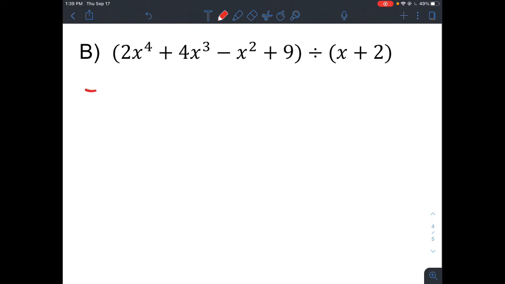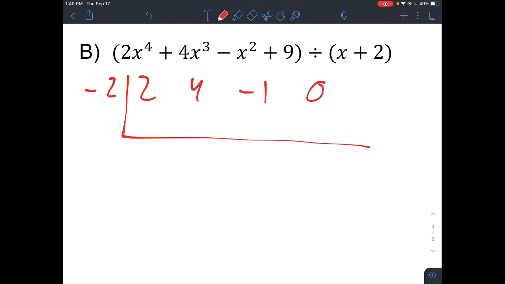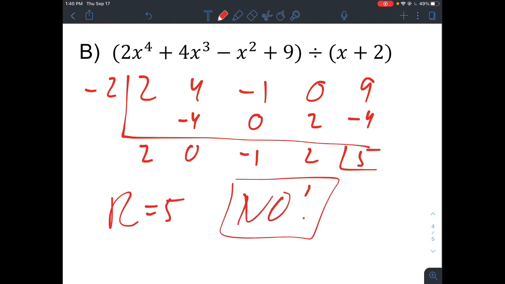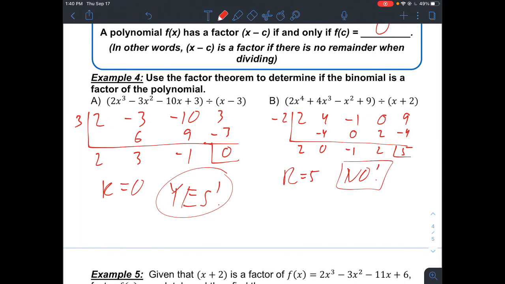Okay, and then part B, checking -2, 2, 4, -1. Don't forget the 0 filler for the x to the first power, and 9. Bring down, multiply and add, multiply and add, multiply and add, multiply and add, and we get 5. Anything but 0, which means this is no. X plus 2 is not a factor of that quartic function.